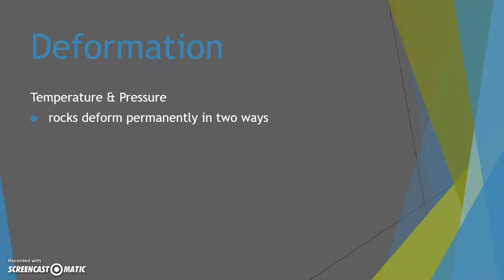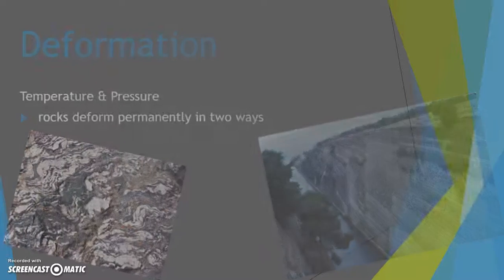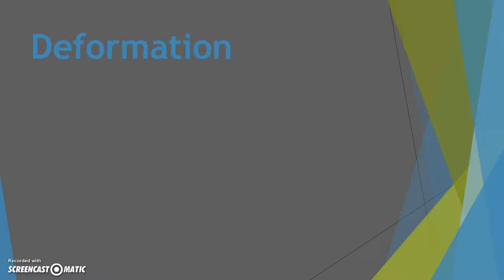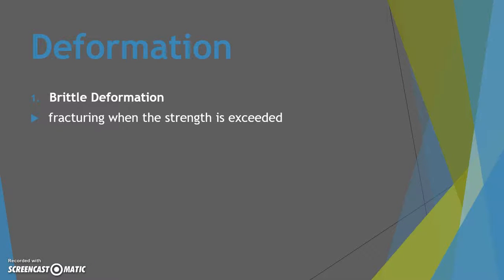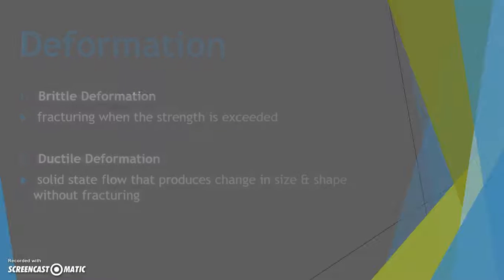But we also have other types of deformation. So deformation can also occur from temperature and pressure. If deformation does occur by temperature and pressure, it is a permanent change. So that means it can never go back to what it once was. It cannot be reversed in any way, shape, or form. So brittle deformation is a fracturing, so when strength is exceeded, you're going to have a lot of jagged pieces, whereas ductile is going to be more of a flowing, more of a bent type, so there's not going to be any fracturing.